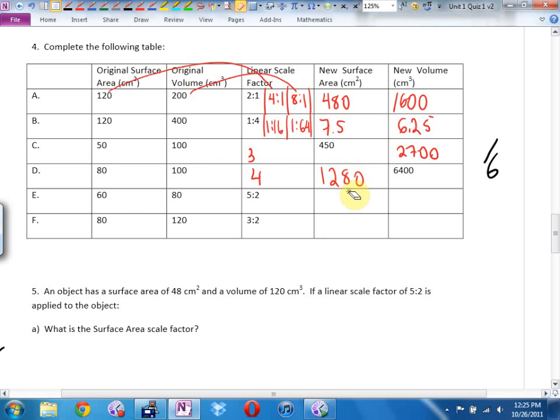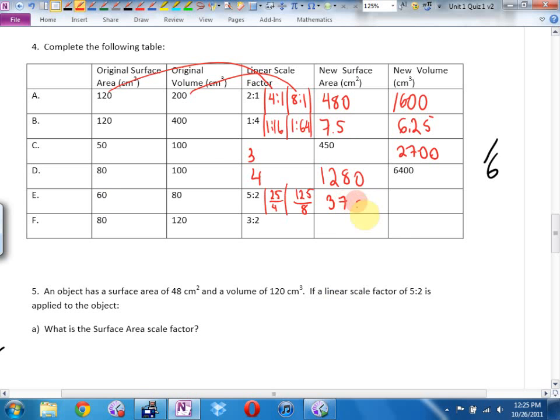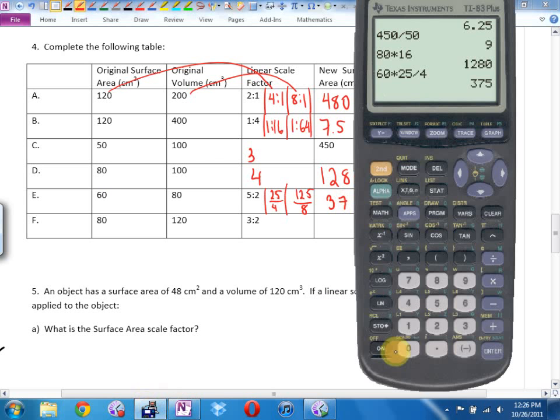Five to two, that's going to be the same as 25 to four, or 125 over eight for my area and for my volume. So 60 times 25 divided by four, there's my new area, 375. And 80 times 125 divided by eight, there's 1250, there's my new volume.